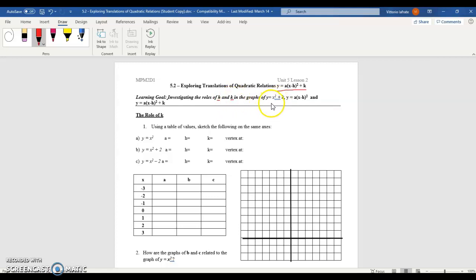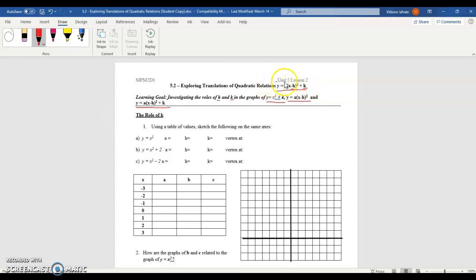So we're going to take a look at the roles of k in y = x² + k, and y = a(x − h)², and also this full form over here, y = a(x − h)² + k. So very quickly, I'm going to illustrate what this form lets you determine. You'll notice you have the values h and k here.